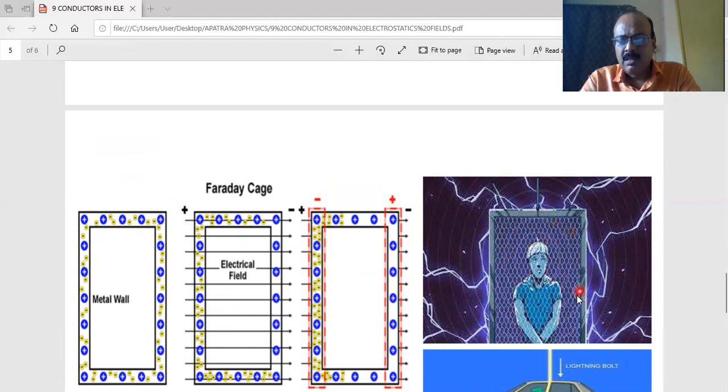It is one metallic cage, a conductor cage, and there is a strong electric field outside of the cage, and sparking is taking place. But inside that cage, that person is now safe because there is no effect inside the cage. There will be no electric field, and when there is no electric field, there will be no electric shock or electric current passing through our body.